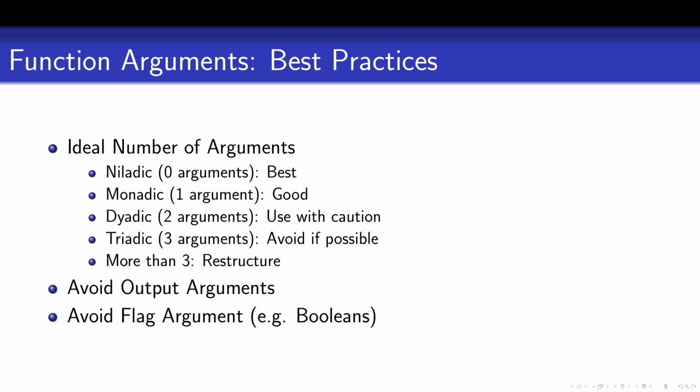Arguments can make or break a function, and here's the rundown. Zero arguments, niladic, is the dream. One, monadic, is solid. Two, dyadic, needs caution. Three, triadic, is a red flag. And more than three? Time to rethink. Avoid output and flag arguments, such as booleans, as they can muddy the waters. Keep it simple and clear.